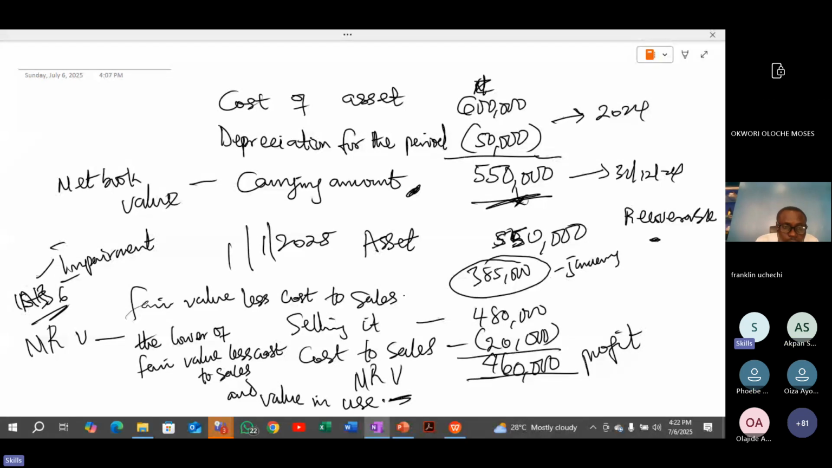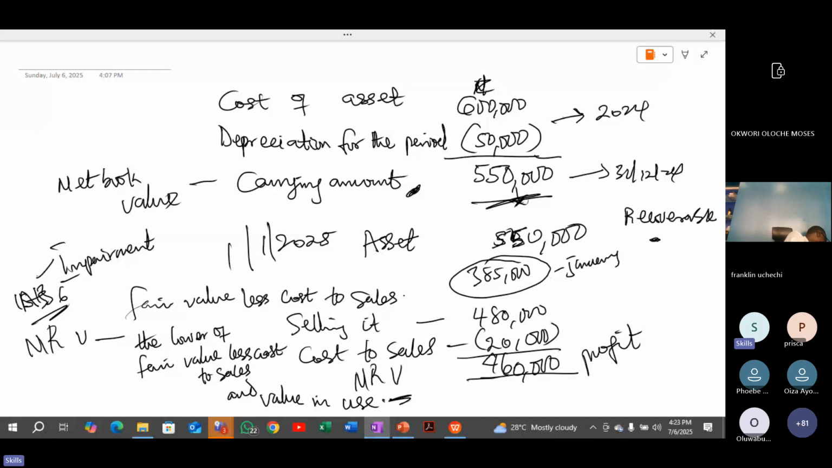Are you getting me? Mind you, when we get to IAS 12, the carrying amount means the book value, the amount which a particular account or a particular asset is maintaining. You understand this carrying amount, right? Yeah, that's clear. Yes, sir. Do you understand what carrying amount is? It's clear.